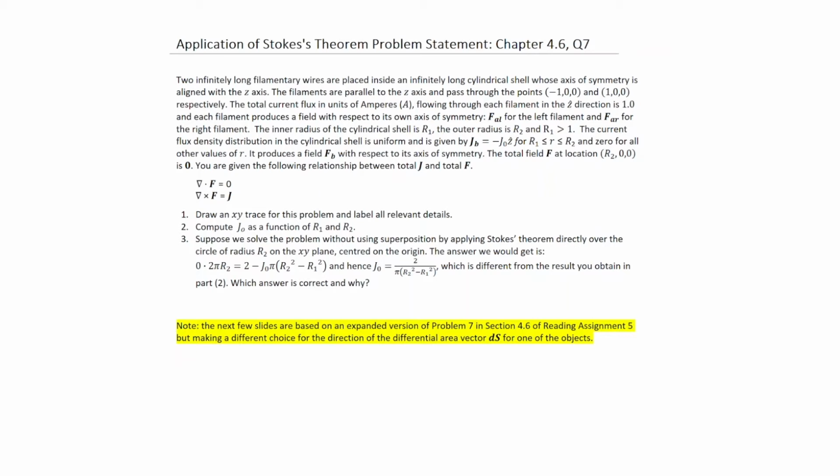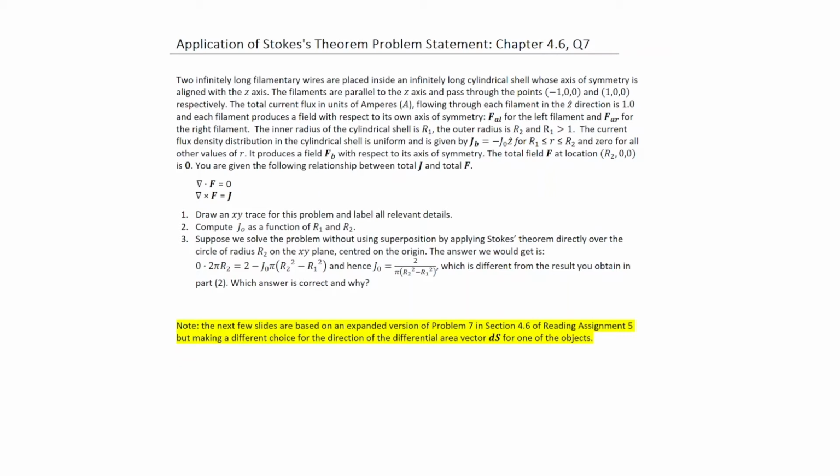So three parts to the question. First is draw an XY trace for this problem and label all relevant details. This is an important step in almost every problem that we're dealing with when we're talking about Stokes theorem problems. The type of trace you take will very much depend on the way the problem is posed. The second part of the problem is to compute J0 as a function of R1 and R2.